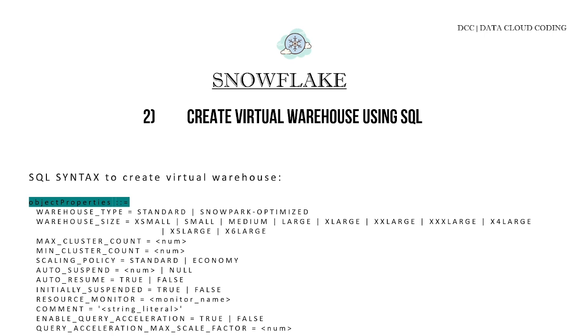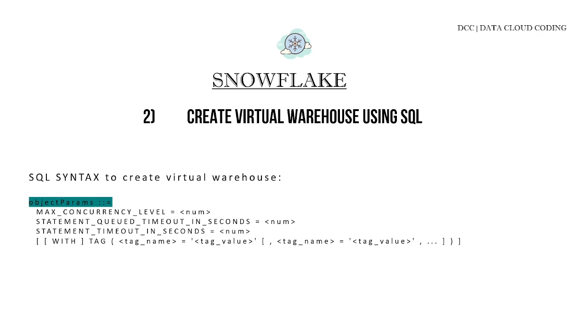And similarly, we can specify other properties too, like the resource monitor, the comment, the enable query acceleration service to be true or false, and what scale factor I need for the query acceleration service. So these are a few object properties that we can specify whenever we are creating a virtual warehouse using SQL. Okay, so let's move on and have a look at the object parameters.